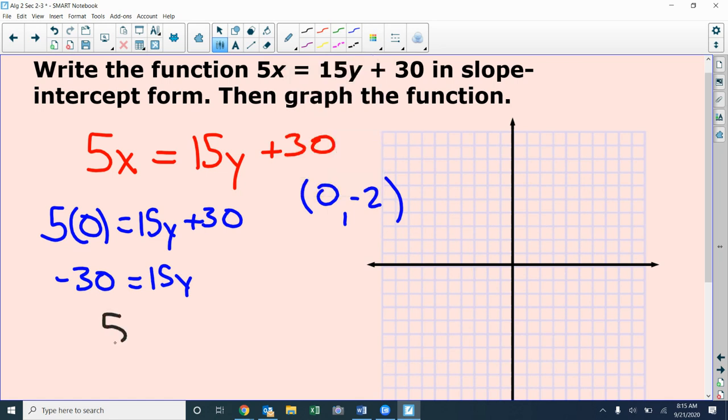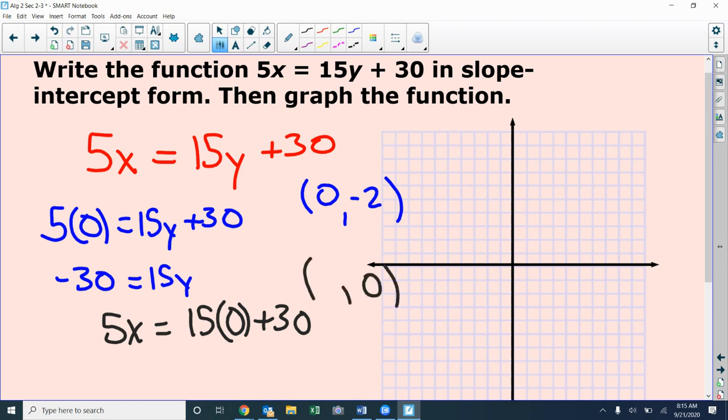Now I'm gonna have 5x is equal to 15 times 0 plus 30. So now I'm putting 0 in for y. And it looks like I have to divide by 5, because that's gonna be 0 here. So it looks like it is 6. Did I get my intercepts right? Okay, let's graph those guys now.